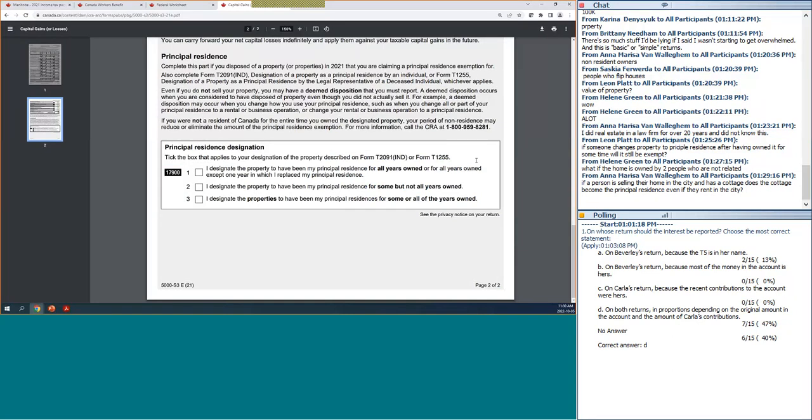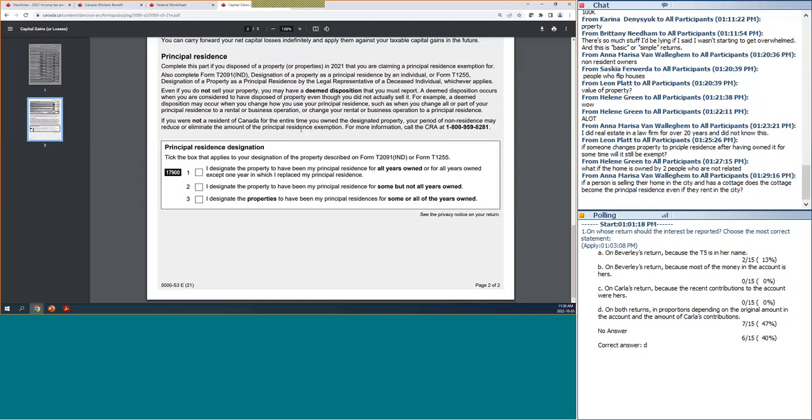Okay? And that means when they finally down the line sell that cottage, they'll have the option of claiming principal residence exemption for some of the years that they own the cottage, but not all of them because they had a principal residence first, which was the home in the city. That part of it, the cottage part of it, would be done by a specialist.